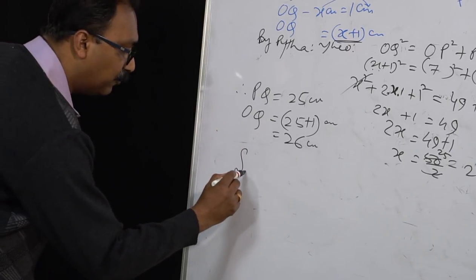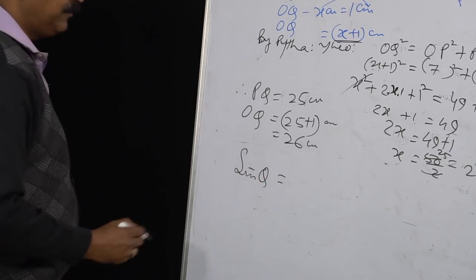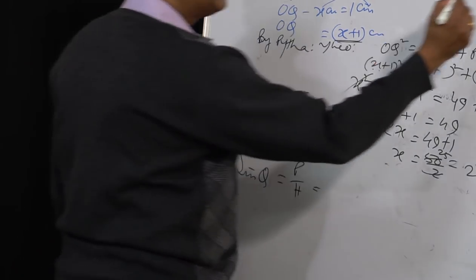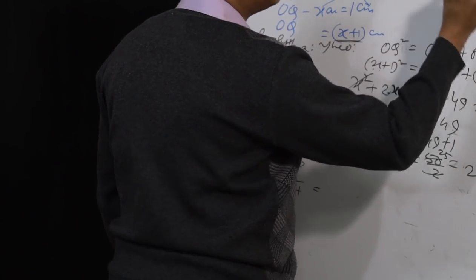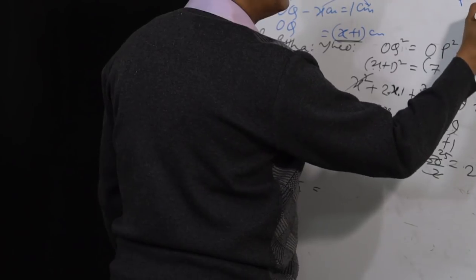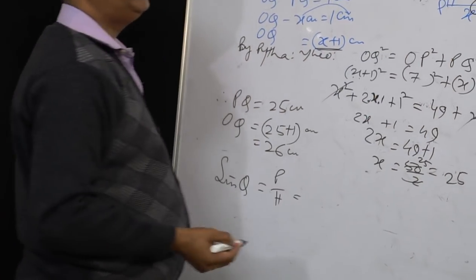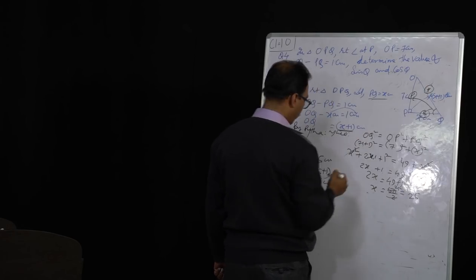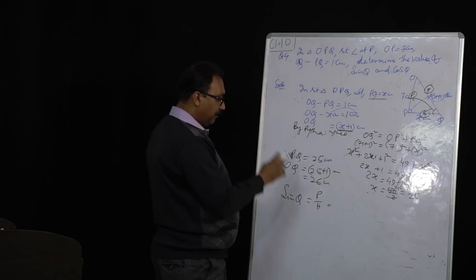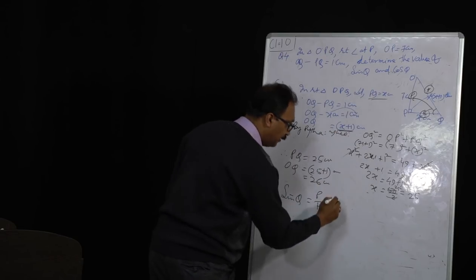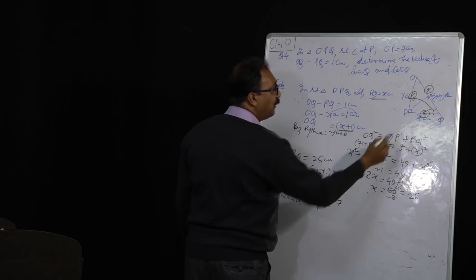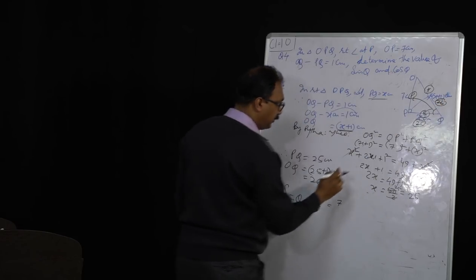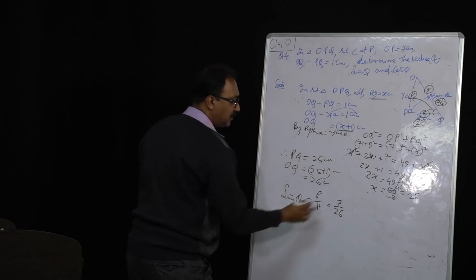Look at here, sine Q. Sine Q is equal to, we already know, perpendicular by hypotenuse. Which one is perpendicular? As the angle is Q, perpendicular is this and base will be this. If the angle is O, then that will change. You already know this is the hypotenuse, opposite to 90 degrees. So, P by H, what is P here? 7 centimeter by, what value did we get here? X is 25 and we got 26, isn't it? So, P by H means 7 by 26, centimeter cancels.